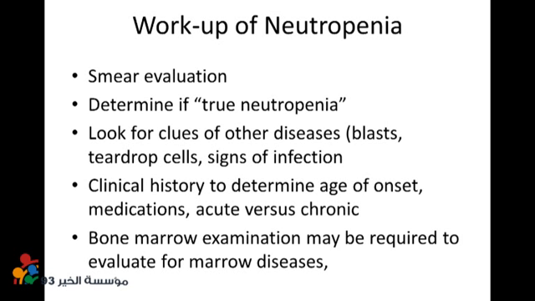And then we look at the clues for other diseases. Are there blasts? Are there teardrop cells? Are there signs of infections? If blasts, that may make me think of acute leukemia. If there are teardrop cells, which basically are red blood cells that look like a teardrop, then I may think the bone marrow has fibrosis.